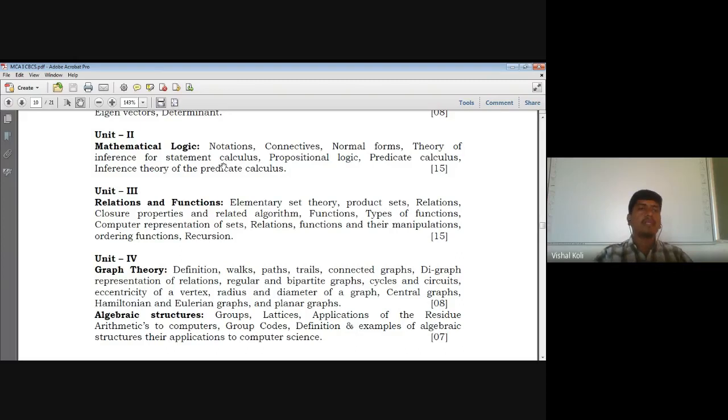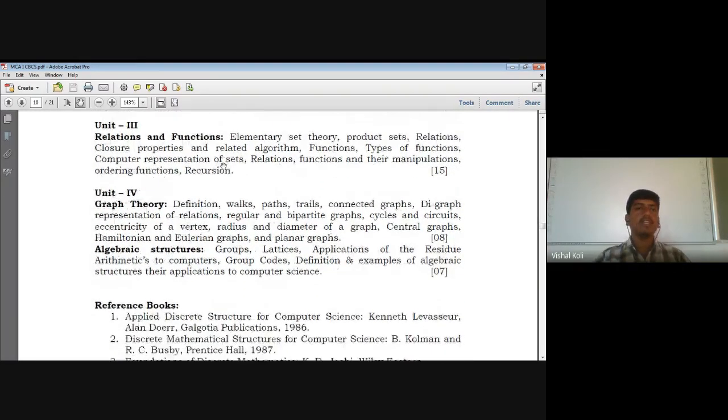Okay. Now unit three is nothing but relations and functions. First we have to see some elementary set theory, that is finite set, infinite set, and interval. What is an interval? After that we have to see the product of two sets. Suppose A and B are any two sets, then what should be the product of these two sets A and B. After that we have to define the relations on the Cartesian product of two sets, that is the product sets. Now after that we have to see closure properties and related algorithms. Next point will be functions.